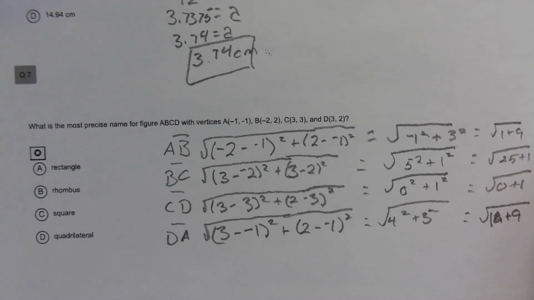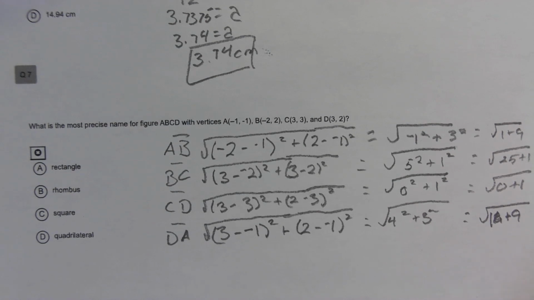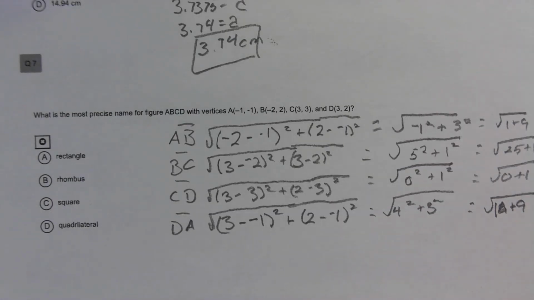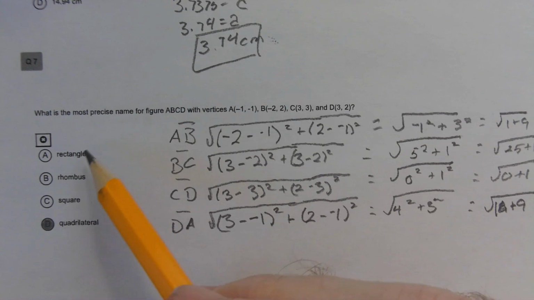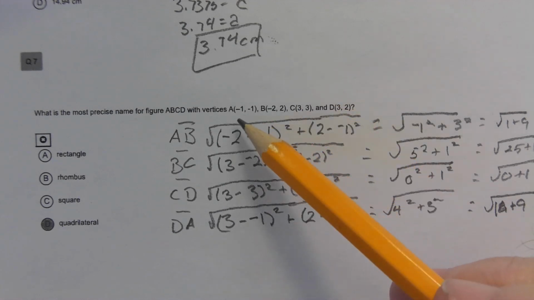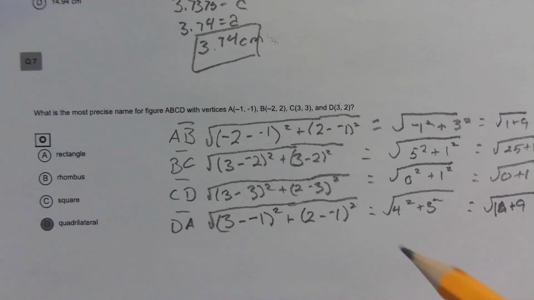And so that's the square root of 10, square root of 26, square root of 1, which is 1, square root of 25, which is 5. Now, in this case, none of these are the same, and so it is just a garden variety quadrilateral. In order to be a rectangle, you'd have to have two pairs that are the same, and then you would do the diagonals, so AC and BD, and the diagonals would have to be the same.